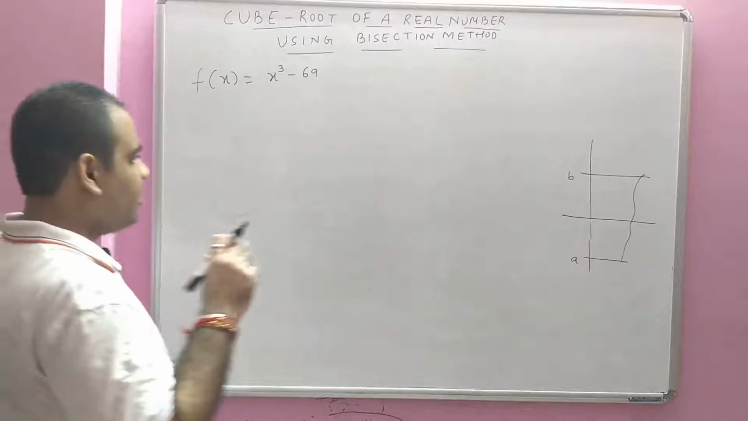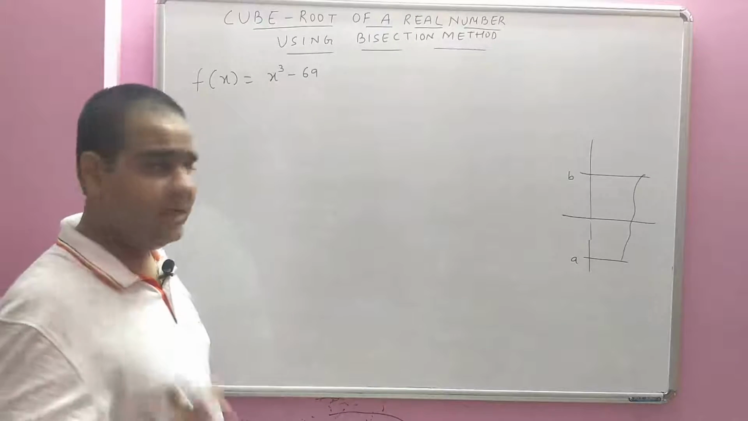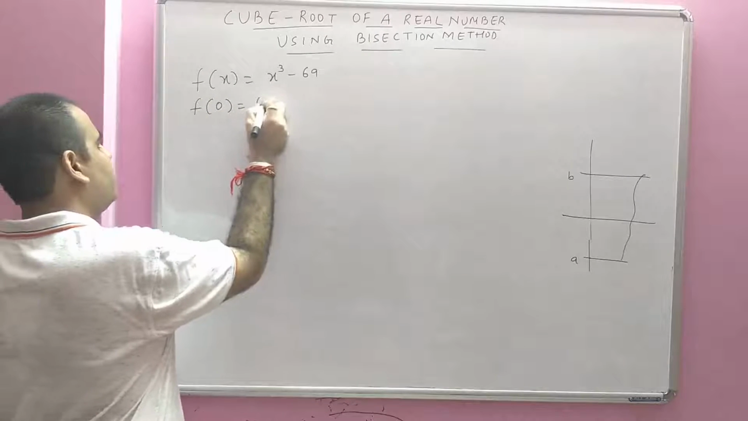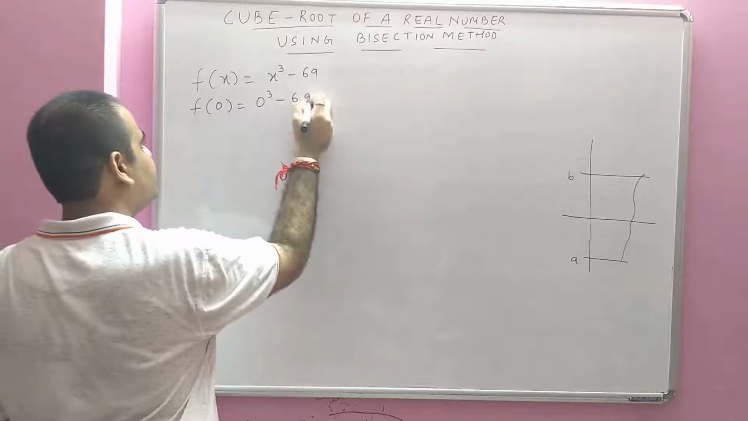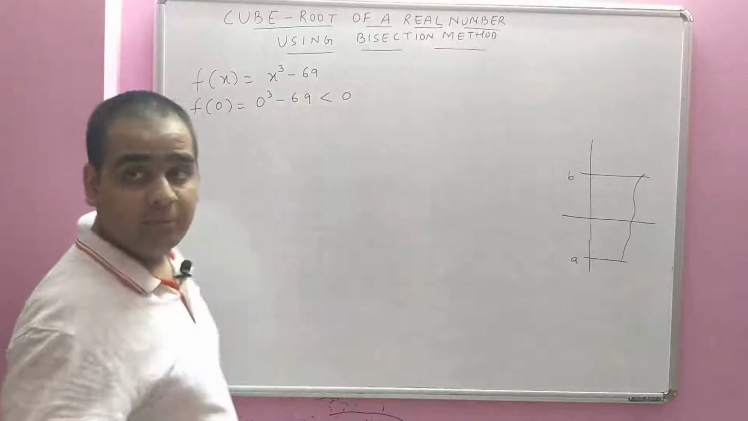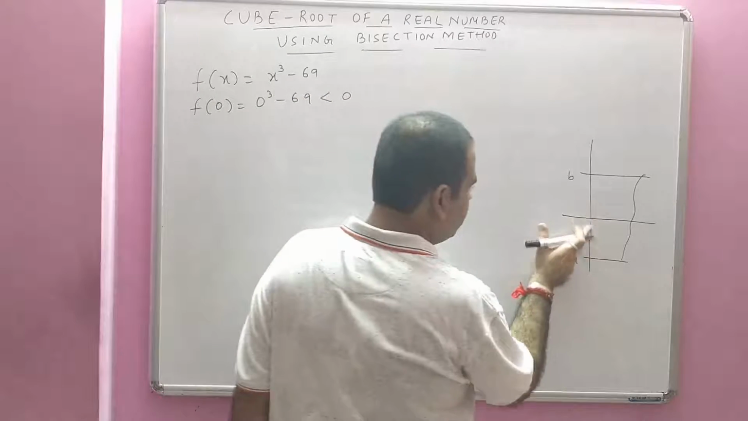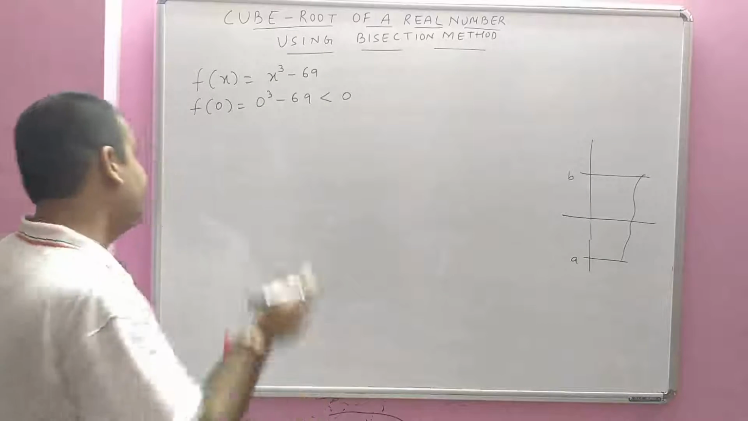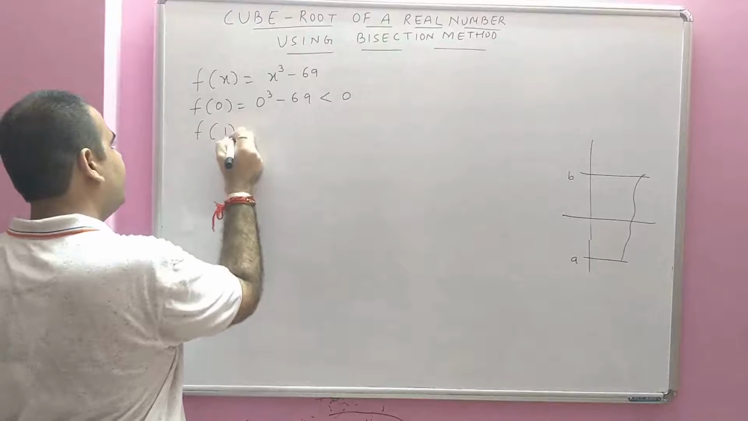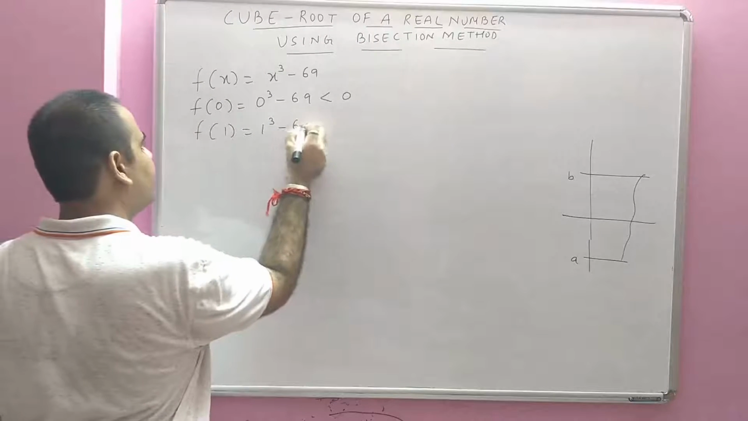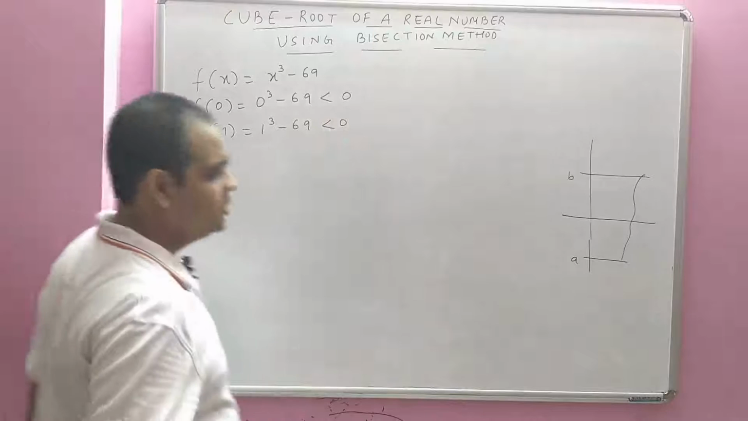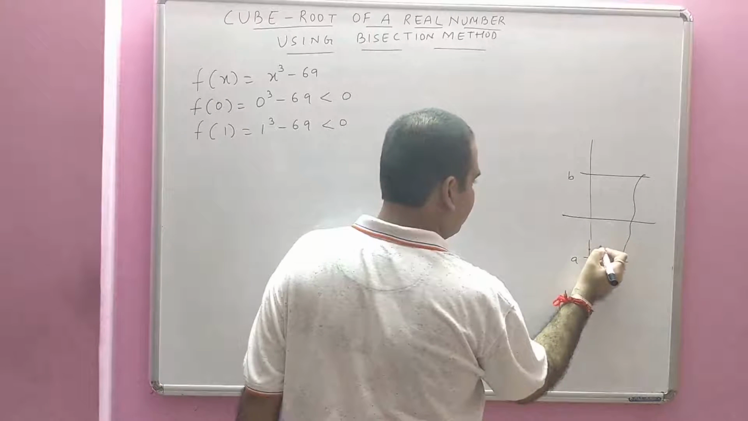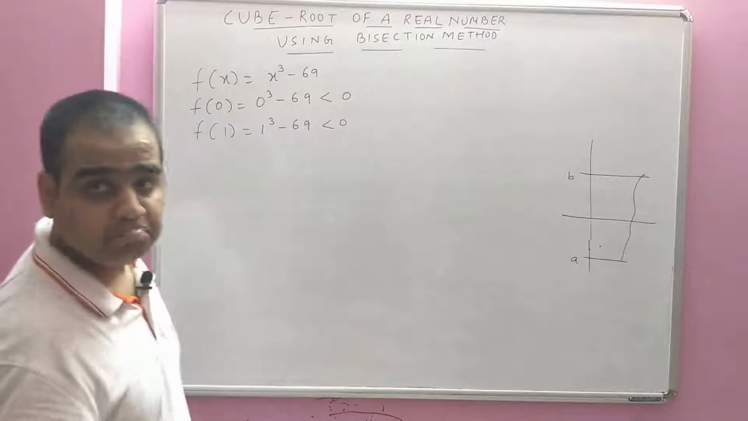Okay, how do we find the points A and B? We start from 0. f of 0 is equal to 0 cube minus 69, which is less than 0. Therefore, whenever x is 0, y will be somewhere negative over here, so it is on the negative side. Let's say f of 1 is equal to 1 cube minus 69. It is again less than 0. Therefore, for 0 and for 1, the answer would be somewhere over here. Is that okay?